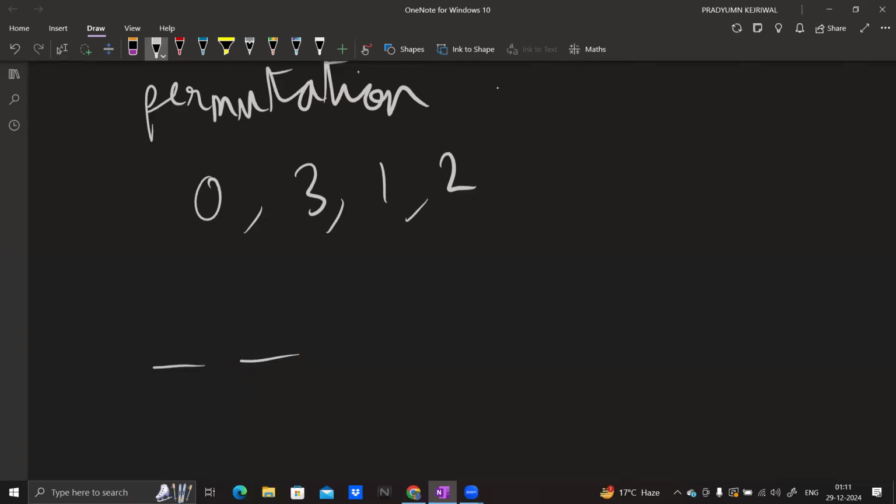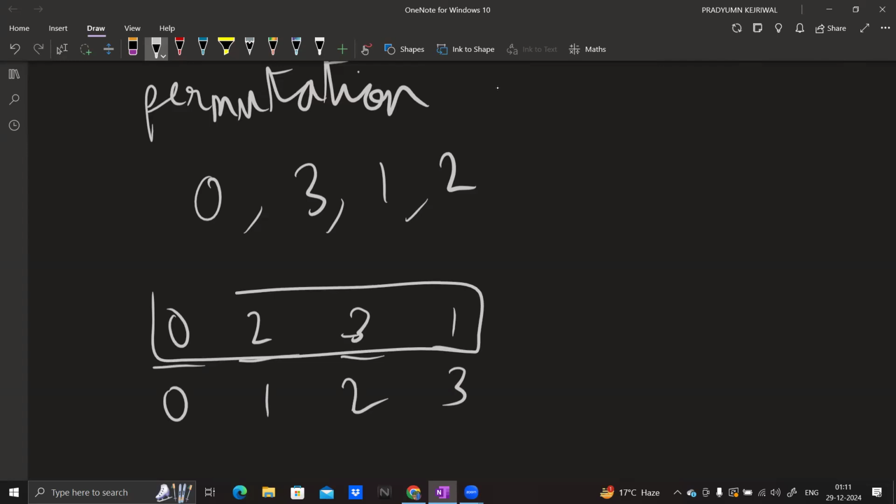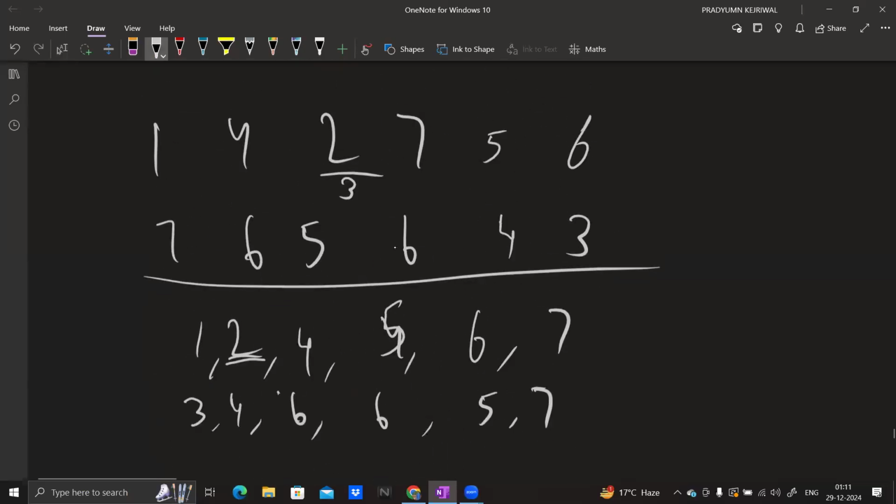This index would store where is 0. 0 is at 0 position. Then this would store where is 1. So it is at 2 position. Then this would store where is 2, it is at third position, and this would store where is 3. So it is at 1 position. So this new permutation is called inverse permutation. And a similar idea can be applied here. What I am doing is storing where each element is.